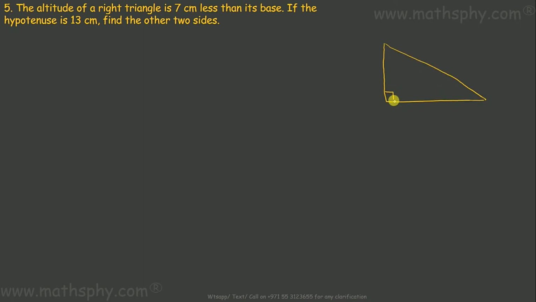This is 90 degrees, which means this is the altitude or the height. This is the hypotenuse, this is the base, and this is the height or perpendicular. We know hypotenuse squared is base squared plus height squared, where height is the altitude.